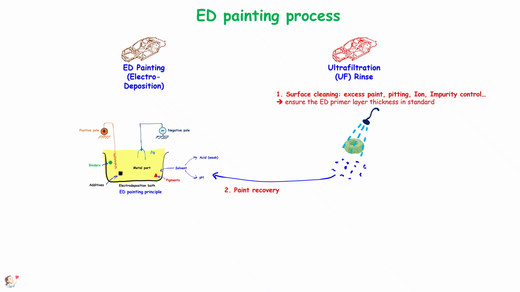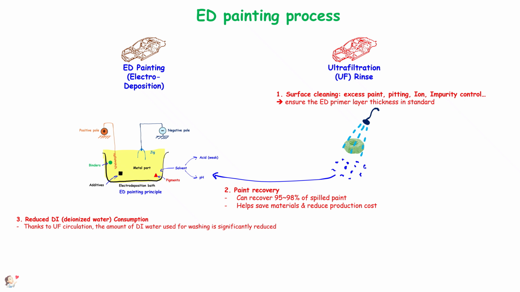So the second purpose is paint recovery. 95 to 98% of spilled paint can be recovered, saving materials and reducing production costs. These reused materials are returned to step 2, ED painting. The third purpose is to reduce deionized water consumption.